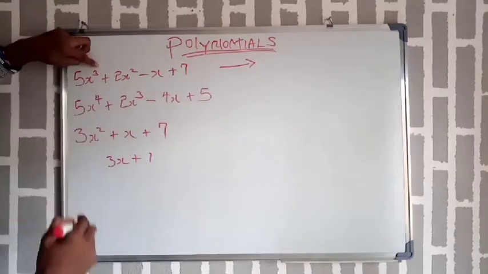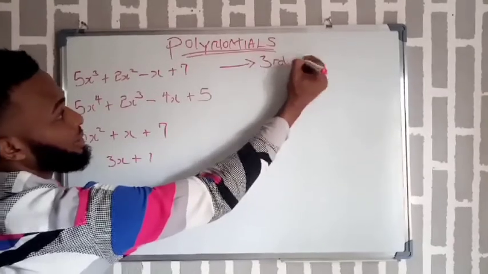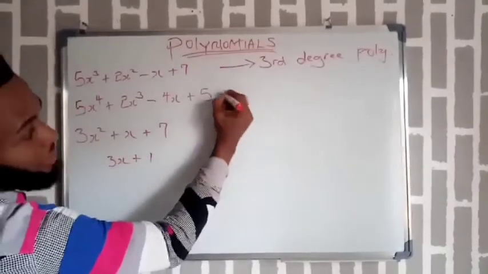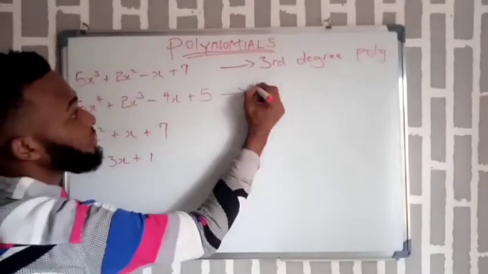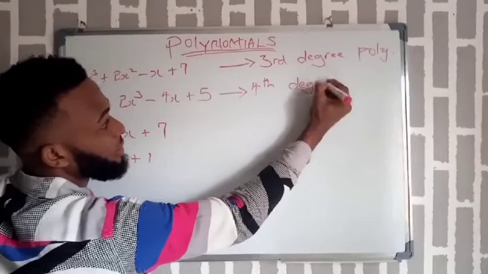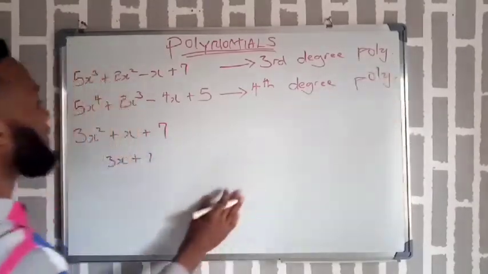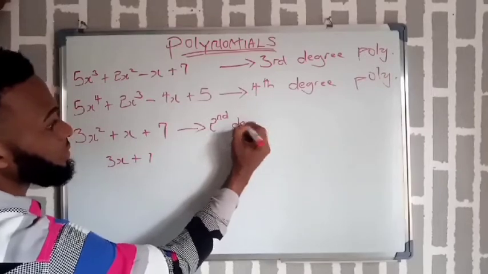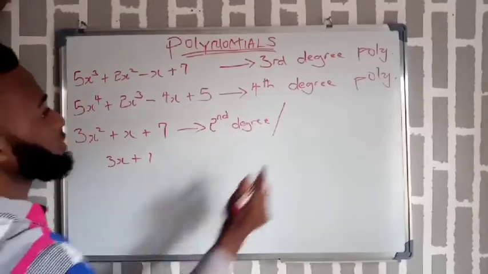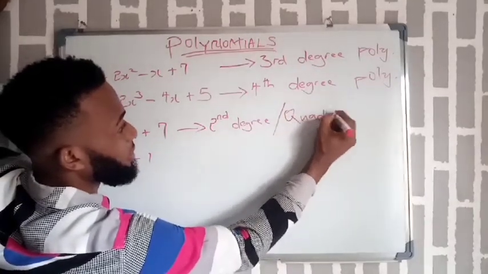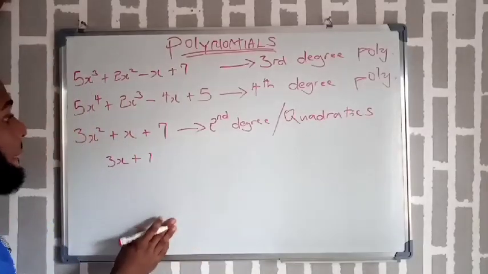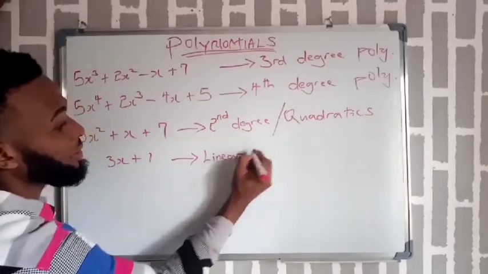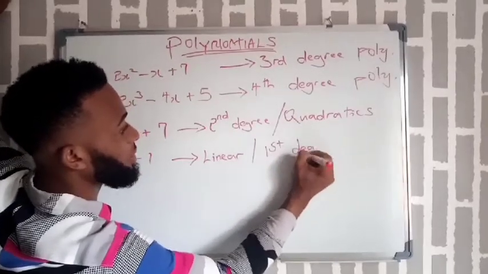This type of polynomial, because of the power here, which is 3, you can call the third degree polynomial. This one, because of the power here, which is 4, you can call fourth degree polynomial. This one here, the power is 2, so you can call it second degree, or it can also be called quadratic. This one here can also be called linear polynomial, or first degree.